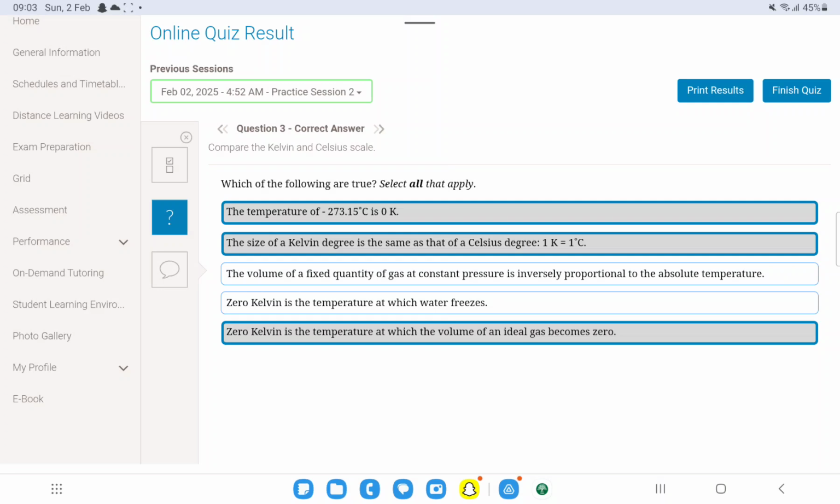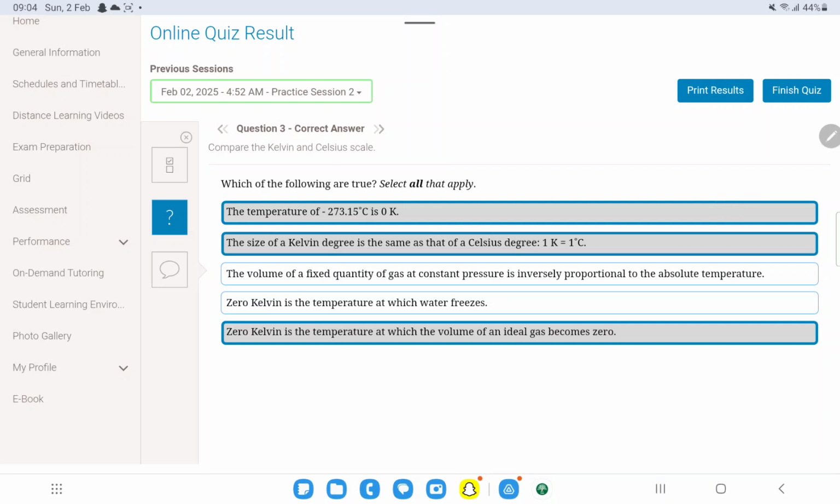Zero Kelvin is minus 273 degrees Celsius. The size of a Kelvin degree is the same as the size of 1 degree Celsius. So a change of 1 K equals a change of 1 degree Celsius. What they mean by size is not the actual thing, but on a thermometer you'll find that the steps have the same magnitude.